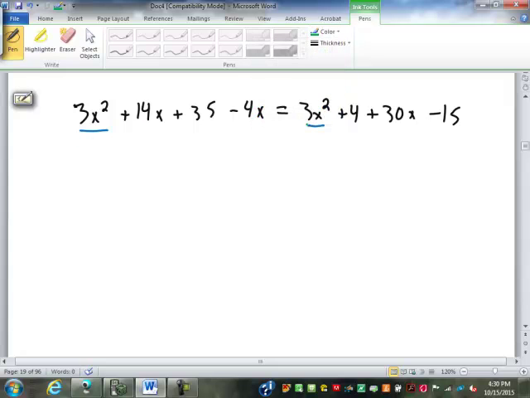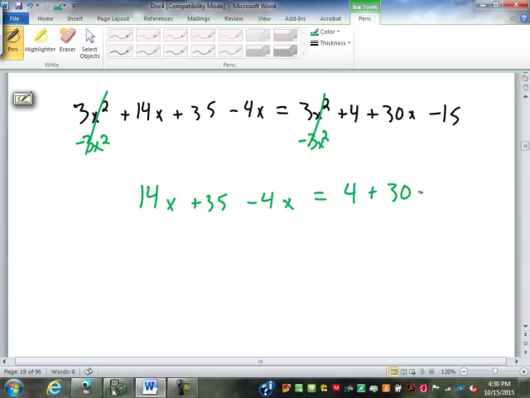Yeah, well, on each side we have a 3x squared. I have to get rid of one of them, so I'm going to subtract them. Since it's the same on both sides, if I subtract 3x squared from one side, I subtract 3x squared from the other side, and they're both gone. Leaving me with 14x plus 35 minus 4x. Over here I have 4 plus 30x minus 15.